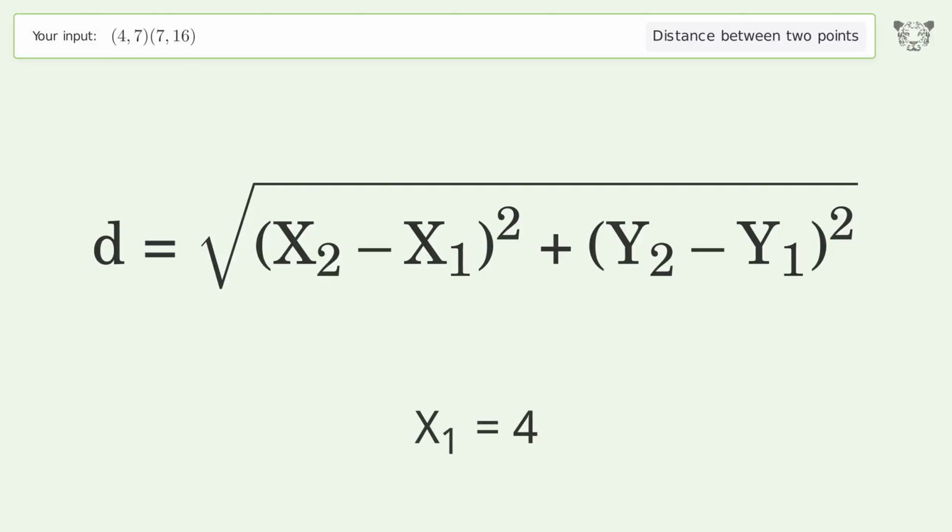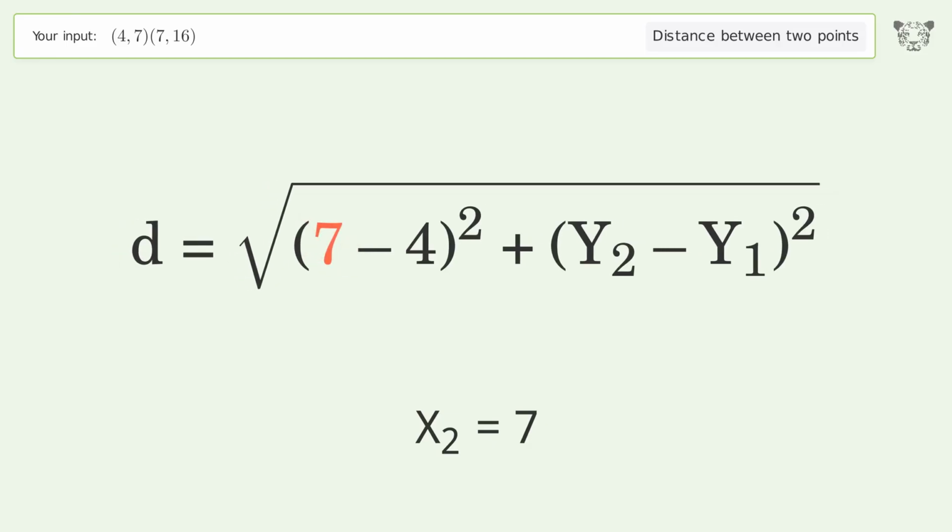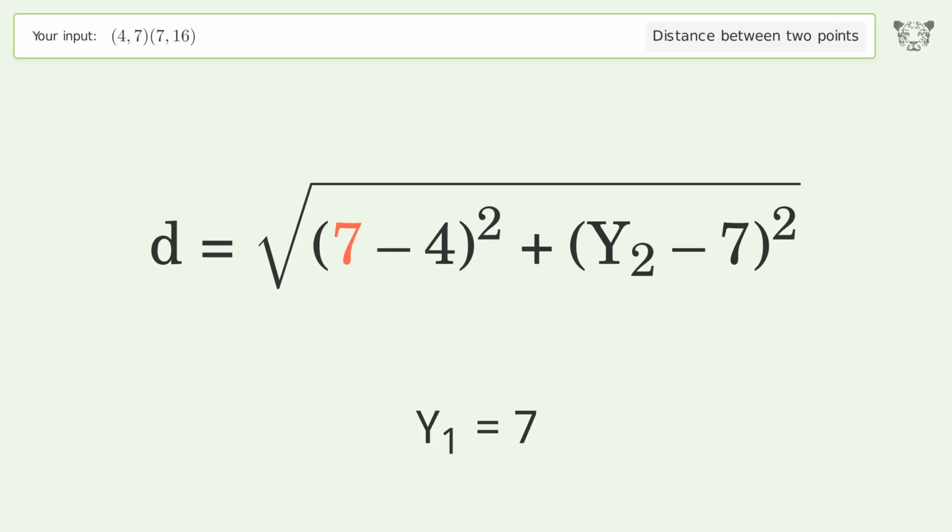x1 equals 4. x2 equals 7. y1 equals 7. y2 equals 16.